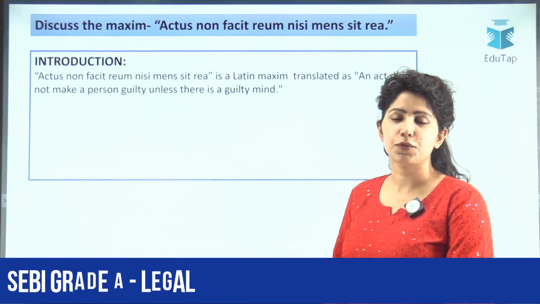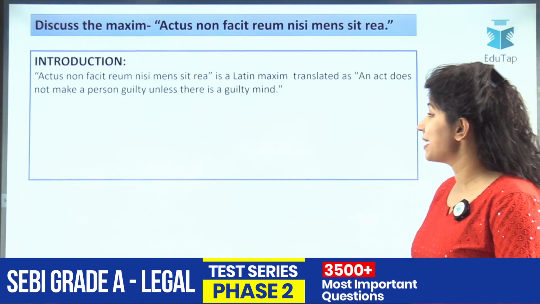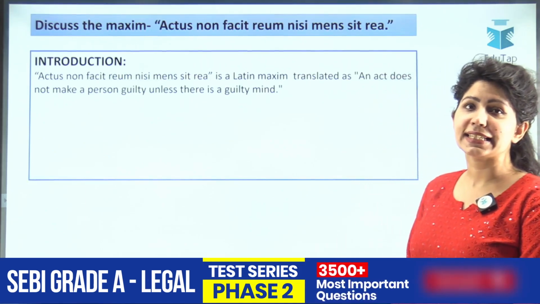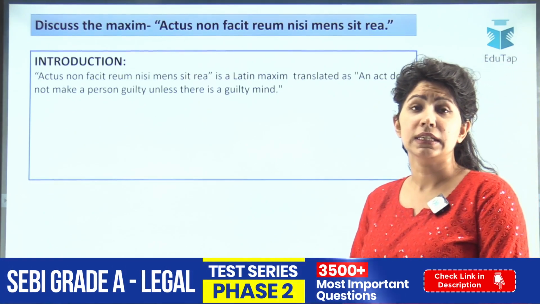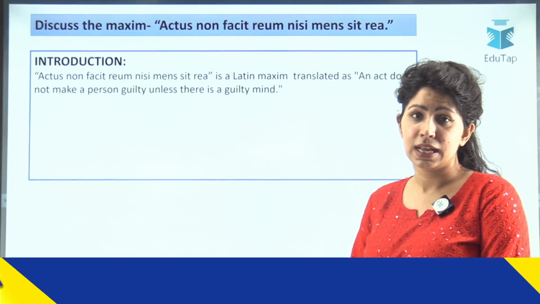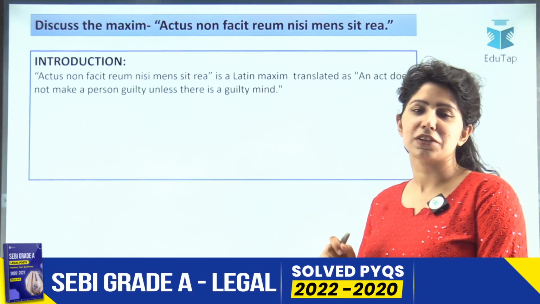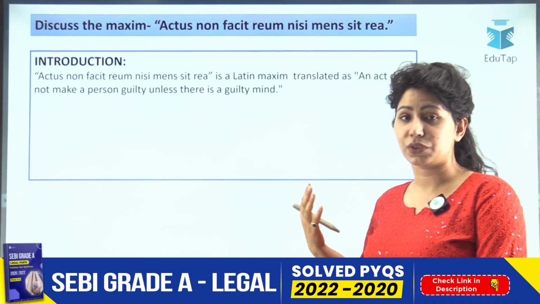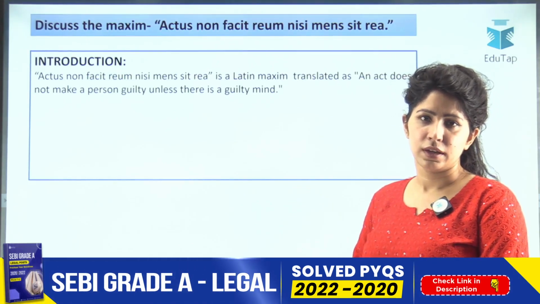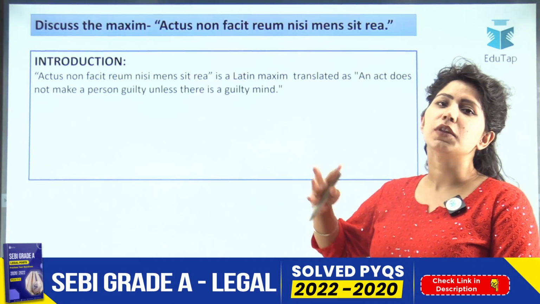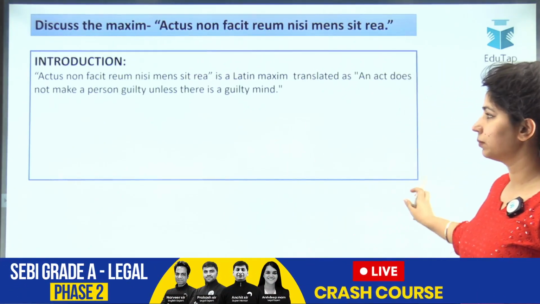So let's see. First of all, let's look at the meaning of it. Actus non facit reum nisi mens sit rea is a Latin maxim translated as: an act does not make a person guilty unless there is a guilty mind. This is the clearest, simplest definition you could give. You can write the translation in your own words as well, but make sure it appears in the introduction only. We'll not beat around the bush. The rest of the body part we'll use to explain the applicability of the maxim.